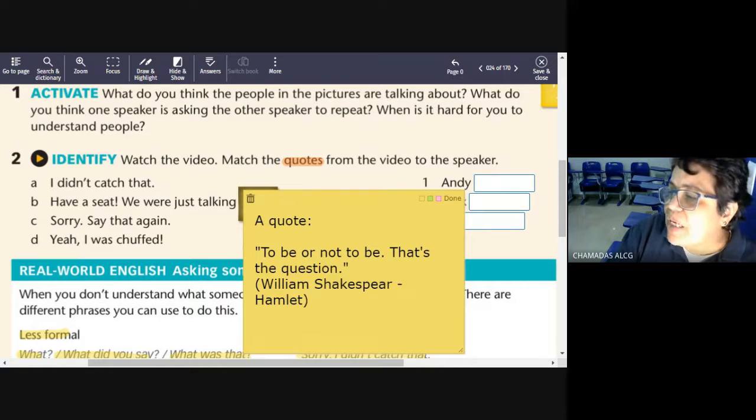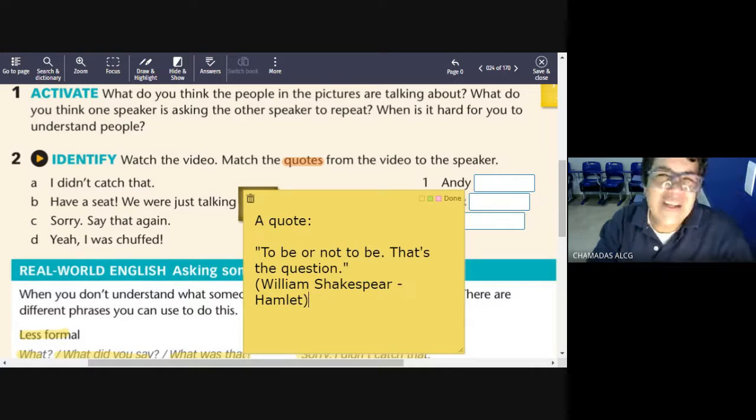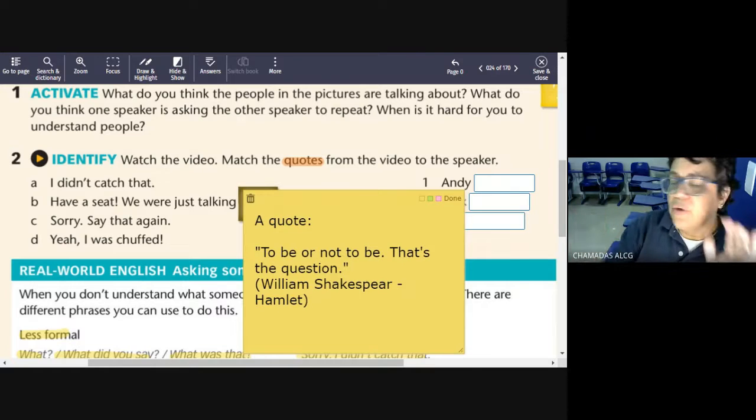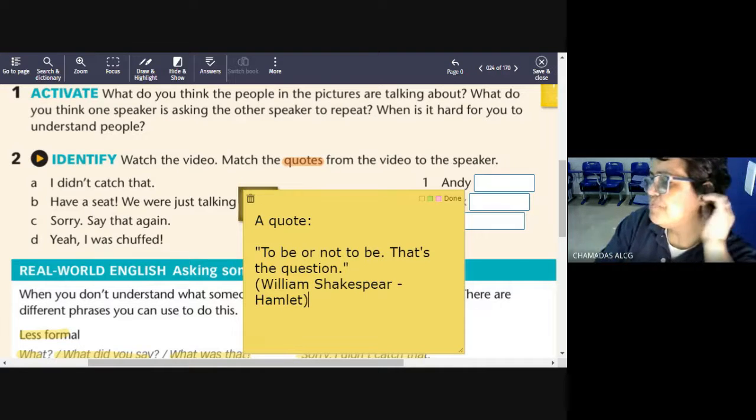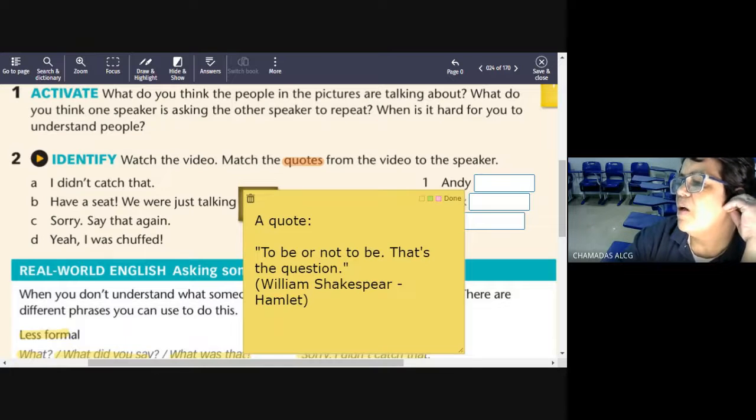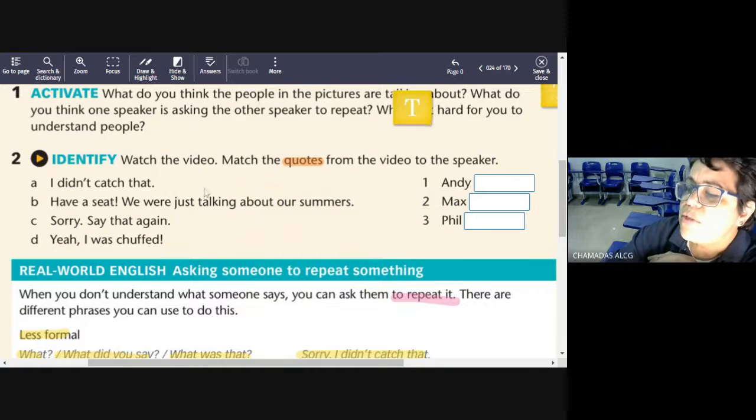In reality, William Shakespeare is the author. He wrote the play, but the character who said this sentence was Hamlet when he was confused on what to do. So he was like, I don't know, to be or not to be? That's the question, okay? All right, so this is an example of a quote. Now we are going to see who said these quotes.